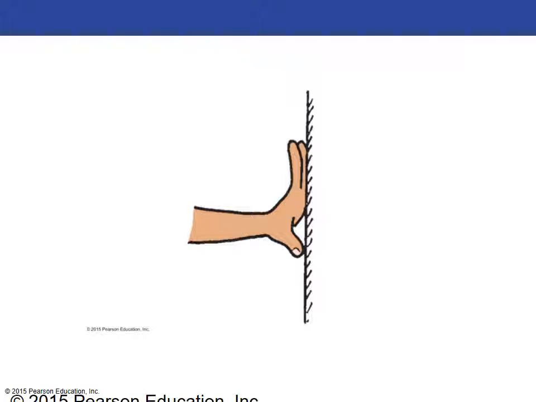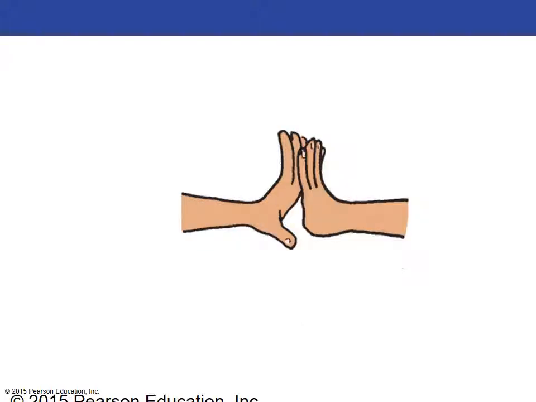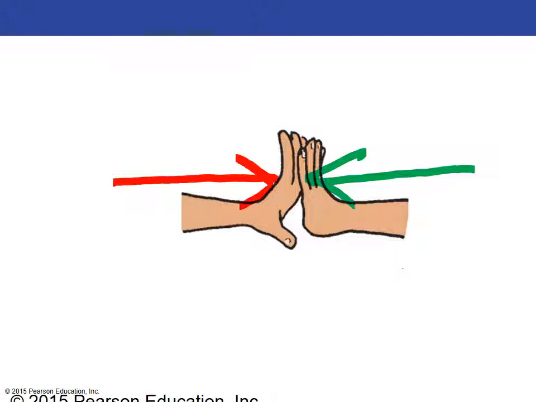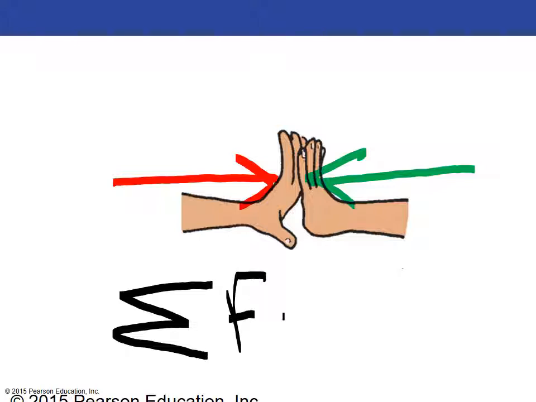If this doesn't make sense to you, imagine that instead of leaning against the wall, you and a friend are leaning against each other. When it is two people, do you in fact see that your friend is pushing back against you? There's a push this way, a push this way. And if you're at equilibrium, the summation of the forces is equal to 0. They are equal and they are opposite, the forces are.